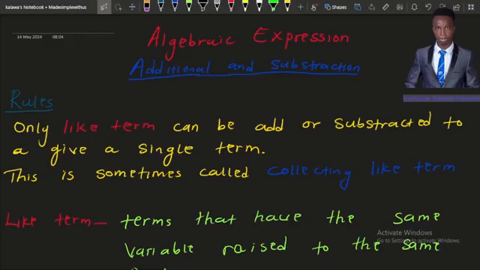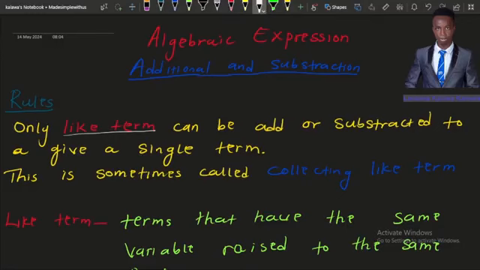Now, before going to any example, there are rules you must understand in algebraic expression. One of the rules states that whenever we want to add or subtract any algebraic expression, we must note that only like terms can be added or subtracted to a given single term. This is sometimes called collecting like terms. So in other words, we first collect like terms.